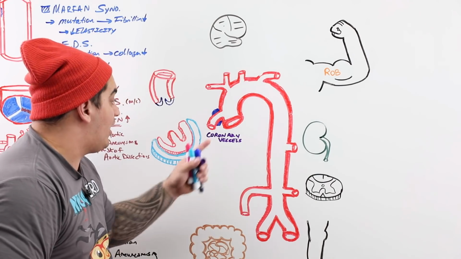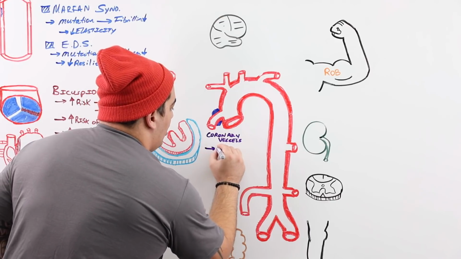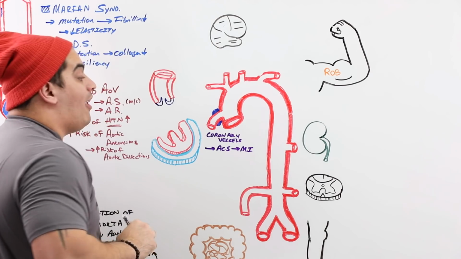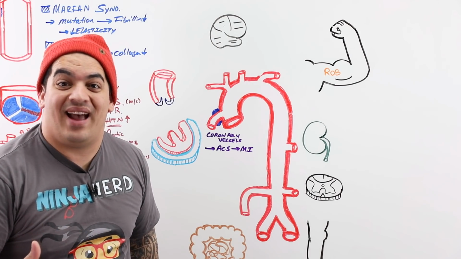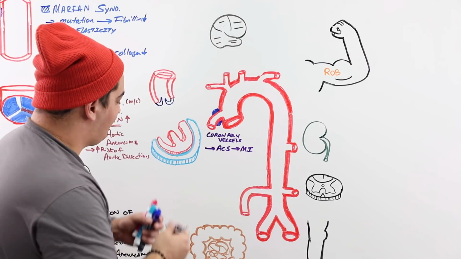You can squeeze down like a right coronary artery, which is the most common one, and this can lead to an acute coronary syndrome, with worst case leading to an MI, like a STEMI or NSTEMI, something of that nature. You know what's even worse and scarier though?